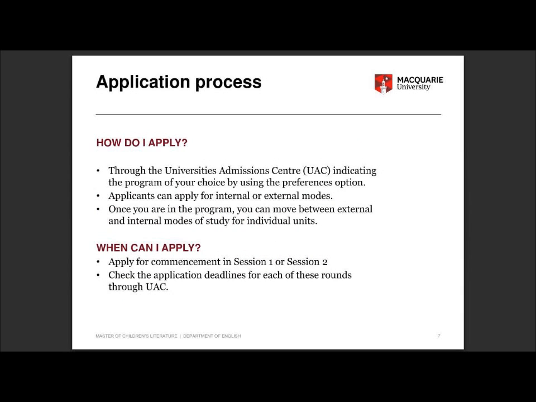Okay, application process. You apply for the Master of Children's Literature and the Graduate Diploma of Children's Literature through UAC. And you can apply for internal or external modes, but once you're in the program, you can move between external and internal modes for individual units.